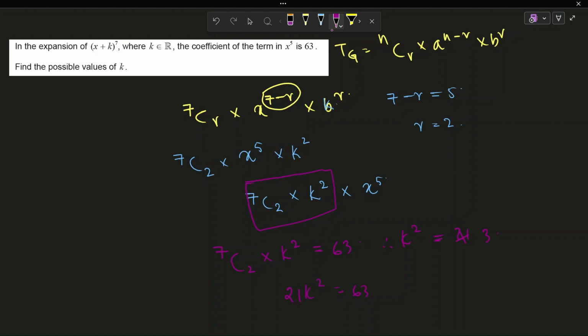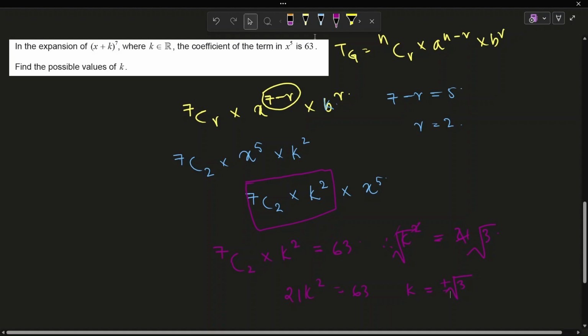That means if I'm going to square root both sides, I'm going to cancel out the square. That means k is equal to root 3. Now that's one value. How do we get possible values? Well, that's the important part, because when you're rooting something, there always is a plus and a minus. So one possibility is plus root 3 and the other one is minus root 3. Those are your values. Okay, moving on.